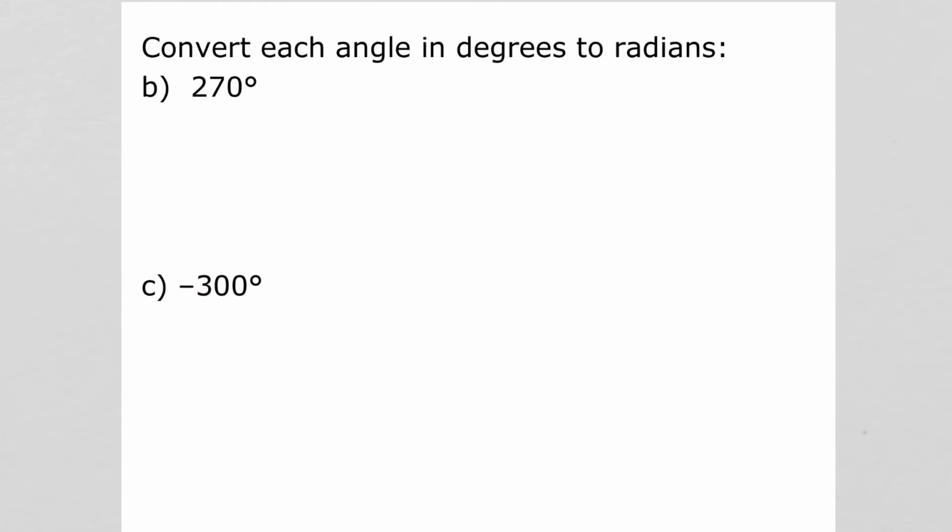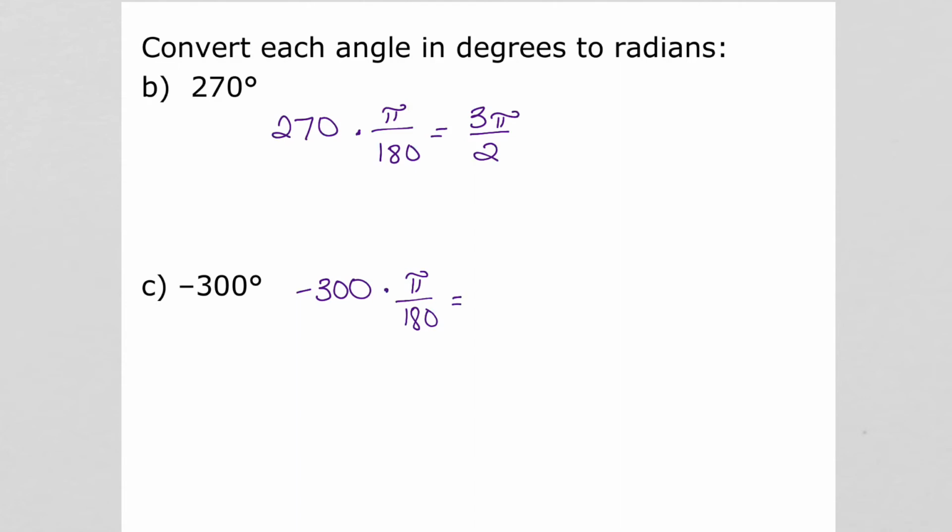So let's change these from degrees to radians. Same deal. 270 times pi over 180. And you just divide. And we usually leave these as fractions. This one would be 3 pi over 2. For negative 300, also multiply by pi divided by 180. And this time, 300 over 180 simplifies to be 5/3. So this would be negative 5 pi over 3.